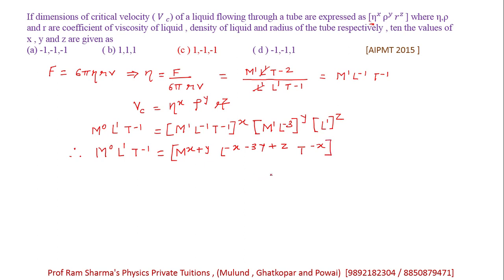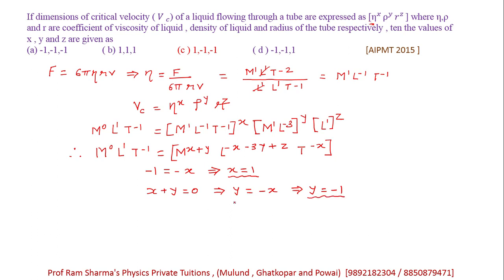Now, if we equate the power of T first, we'll come to know that the power of T on the left hand side is minus 1 and the power of T on the right hand side is minus x. So the very first thing which we can write is minus 1 is equal to minus x. So from this, x will be equal to 1. Second, we also know that x plus y is equal to 0. So I can write y is equal to minus x. So from this, y is equal to minus 1.